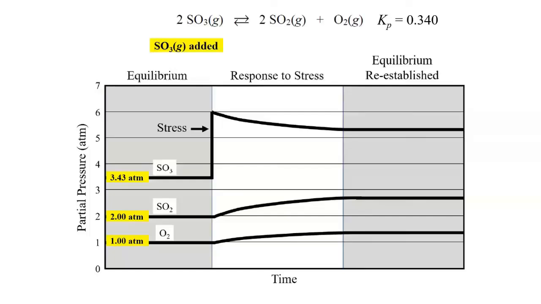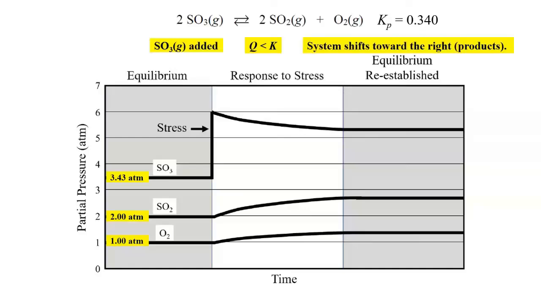And at that moment, it caused Q to become less than K. So how did the system respond? Well, some of the SO3 was consumed, so that pressure decreased, and then additional SO2 and O2 was produced, so those pressures increased. But then, as the system shifted from left to right, there was a net conversion of reactants to products. These new numbers are now the new pressures for each gas, and equilibrium has been re-established.